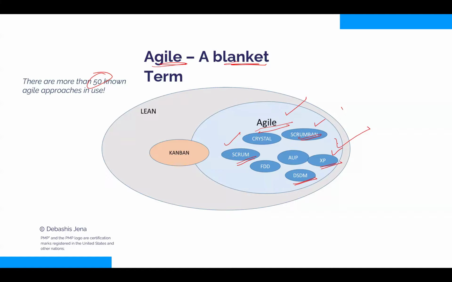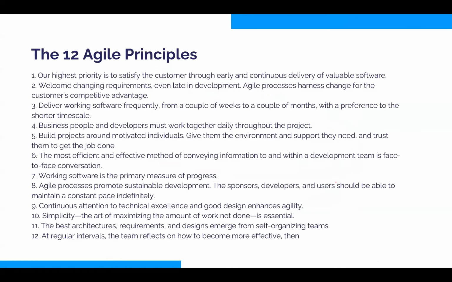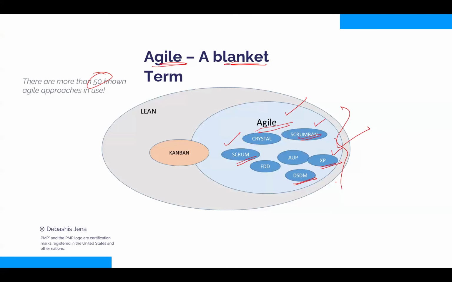So what's common about all of these agile frameworks or methods? Their values and their principles. That's what is common about all of them. So that's a blanket term.